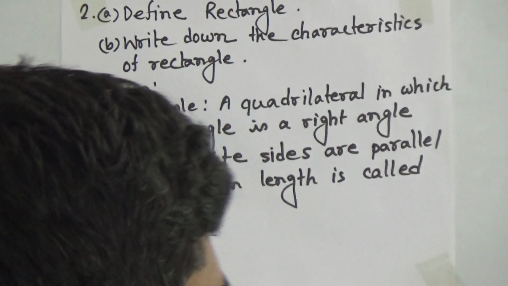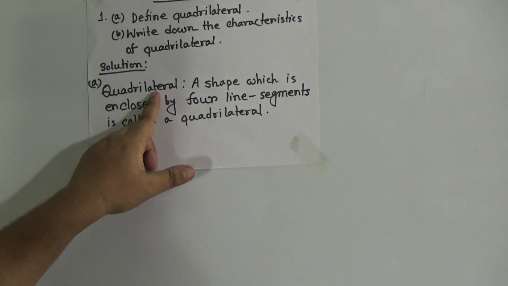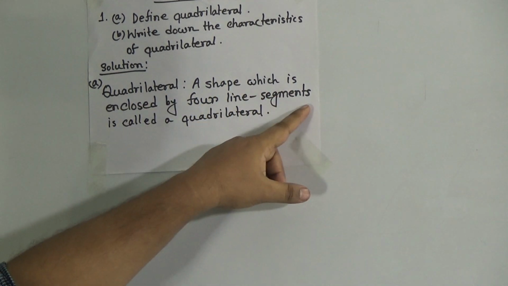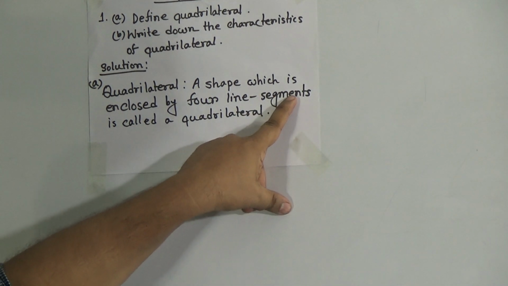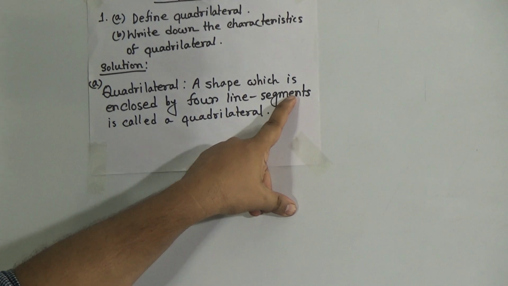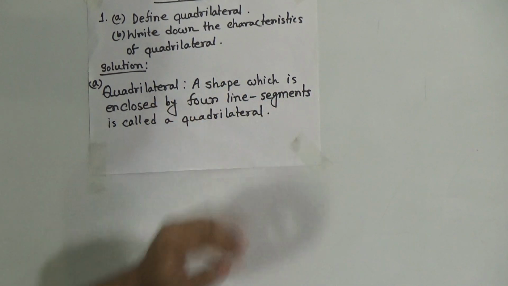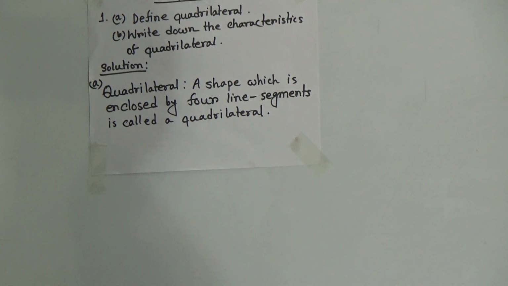Dear students, please notice the first one is define quadrilateral, write down the characteristics of quadrilateral. Here you notice quadrilateral: a shape which is enclosed by 4 line segments is called a quadrilateral. Line segment means a line which has an initial point and also a terminal point. I repeat, a line which has an initial point and also a terminal point. So a shape which is bounded by this type of 4 line segments is called a quadrilateral.